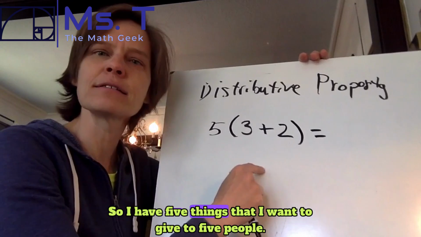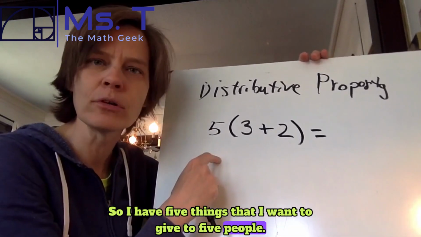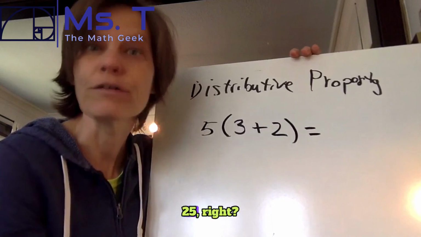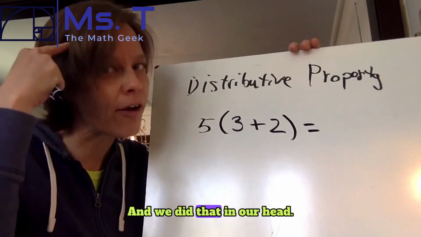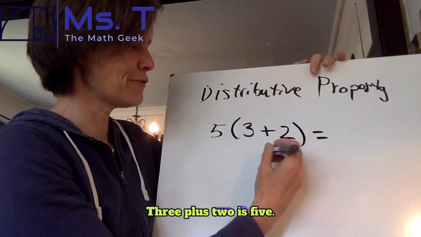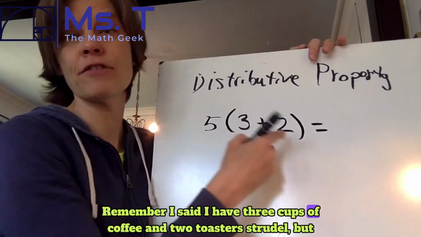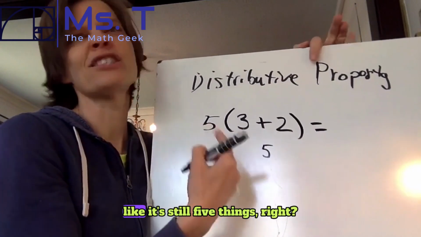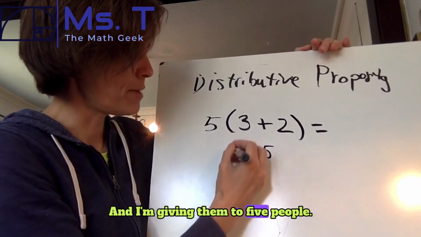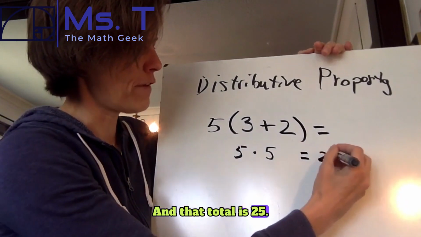So I have 5 things that I want to give to 5 people. So how many things do I have? 25, right? And we did that in our head. But let's do it the slow way. 3 plus 2 is 5. Remember I said I have 3 cups of coffee and 2 toaster strudel, but it's still 5 things, right? And I'm giving them to 5 people. And that total is 25.